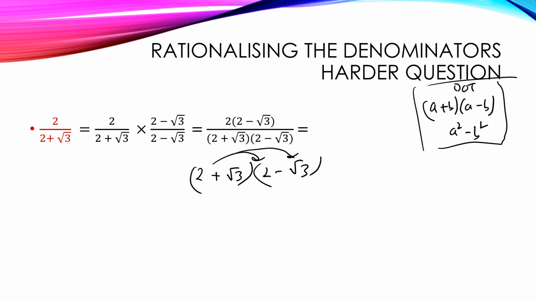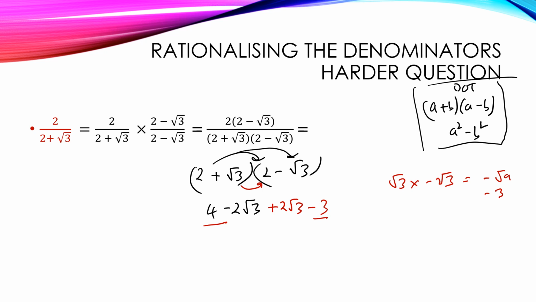So 2 times 2 will give you 4, and 2 times minus square root of 3 will give you minus 2 square root of 3. Now, square root of 3 times 2 will give you plus 2 square root of 3. Then if you multiply square root of 3 with minus square root of 3, positive and negative, that will give you minus 3. Remember, square root of 3 times minus square root of 3 will give you minus square root of 9, which will just cancel down to minus 3. So minus 3 and 4 you can just add together now.